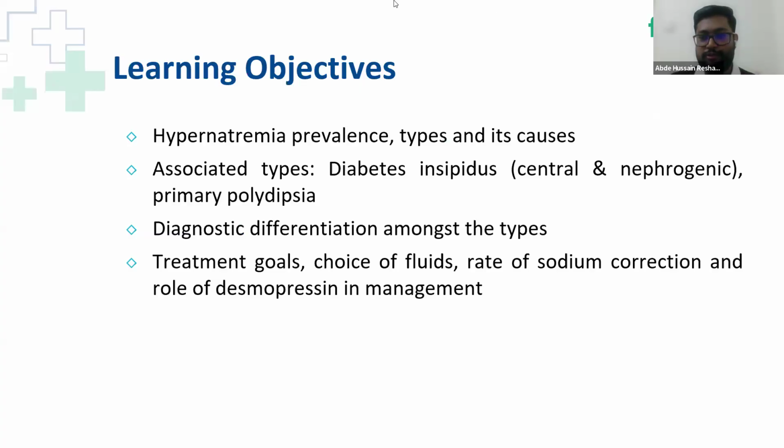So our learning objectives here will be regarding how the hypernatremia occurs, what is the prevalence, what are different types of hypernatremia, the associated types that we see, the causes that can lead to hypernatremia, the diagnostic differentiation amongst them, and what will be our treatment goals, the choice of fluids, the rate of sodium correction, how fast should we correct it, and the role of desmopressin in the management of hypernatremia.